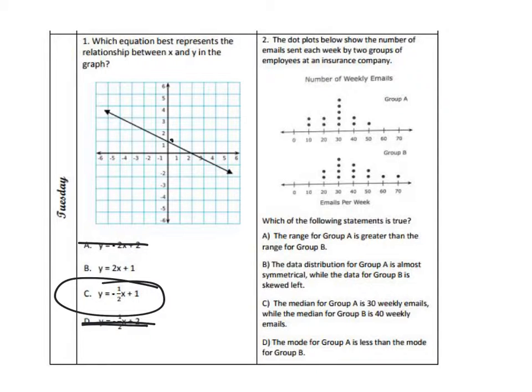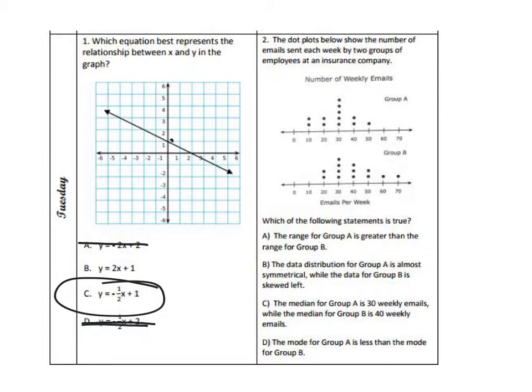2. The dot plot below shows the number of emails sent each week by 2 groups of employees at an insurance company. So which of the following statements is true? Now remember, with all of these, you have to make sure that you are checking each one of them. So it says the range of group A is greater than the range of group B. So let's look at the range.